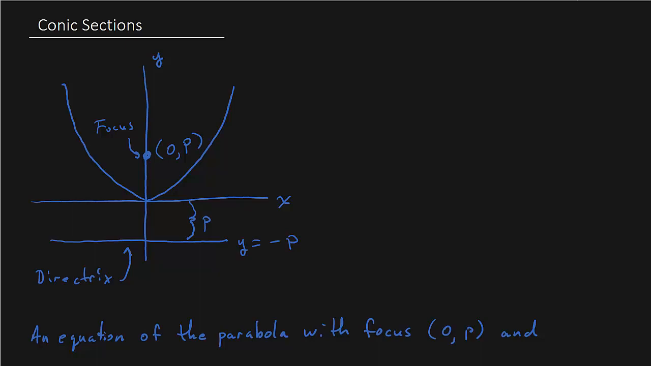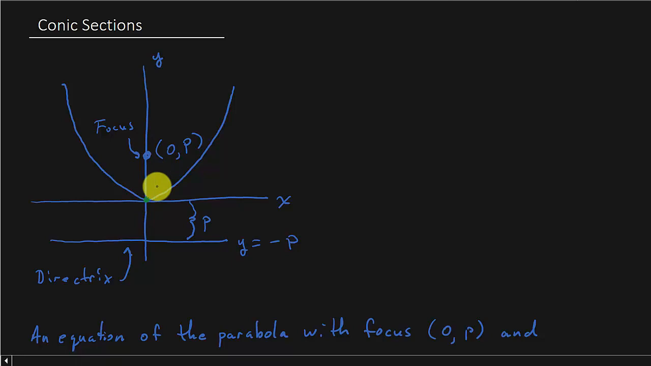First thing we're going to look at is parabolas. We know that a parabola is either going to open up, or open down, or it can open to the right or to the left. Here we have the focus of the parabola. We have the directrix, a line that's p distance away from the vertex, which is right here. The focus is a distance of p from the vertex also.